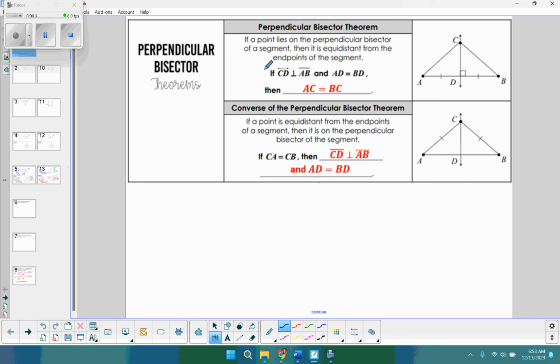So we have the perpendicular bisector theorems. If a point lies on the perpendicular bisector, then it is equidistant from the endpoints of the segment. So if I know CD is the perpendicular bisector of AB, I now know that AC and BC are equal. And the same thing could be said in reverse. If I know there's a point that is equidistant from the two endpoints, then I know that that point is on the perpendicular bisector.